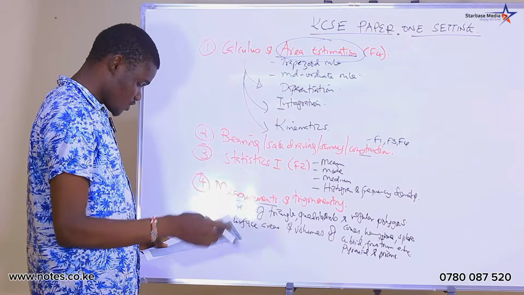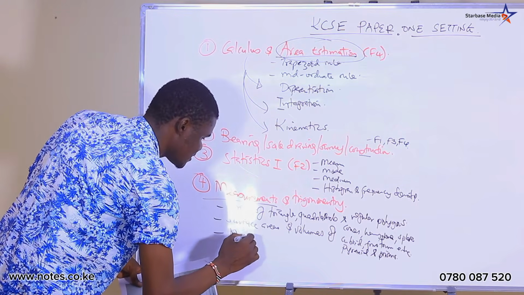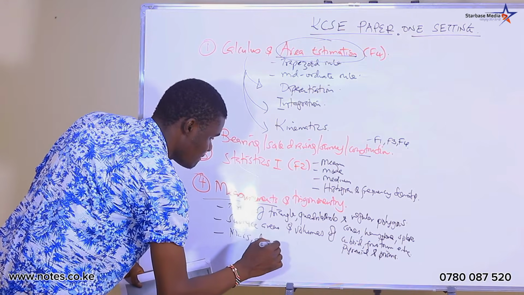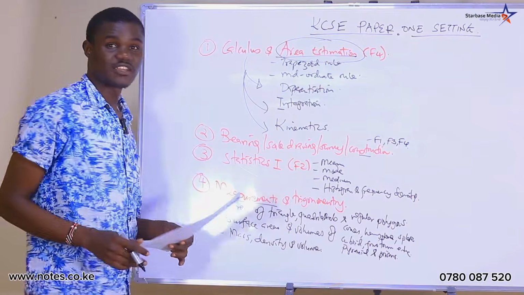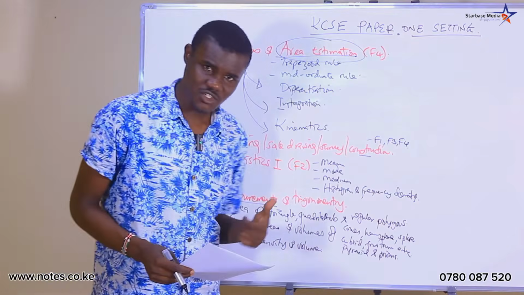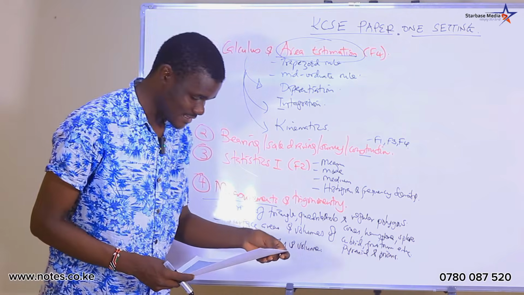So when we go to trigonometry, under measurement, you also have mass, density, and volume. This is a Form 1 topic. So ensure you get the volume right, the units of conversions right, so that you are able to apply them when they are tested in exams.